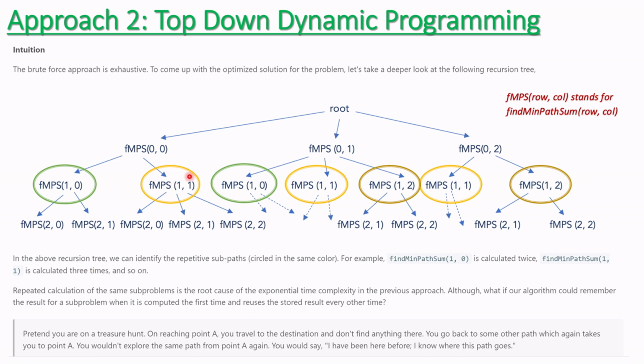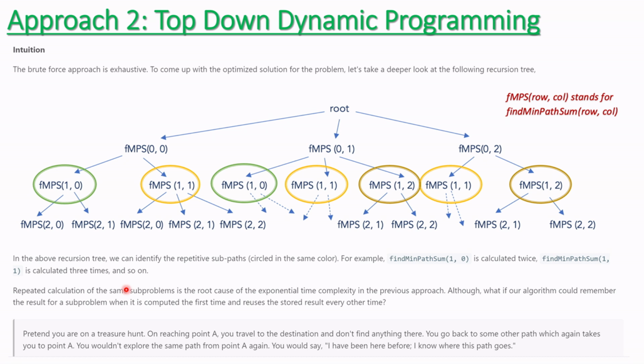You can see this function, this one, the repetitive one, right? So find minimum path sum 1 0 is calculated twice. Find minimum path sum 1 0 is calculated 3 times, and so on. So the repetitive calculation of the same subproblem is the root cause of the exponential time complexity in the previous approach, right?